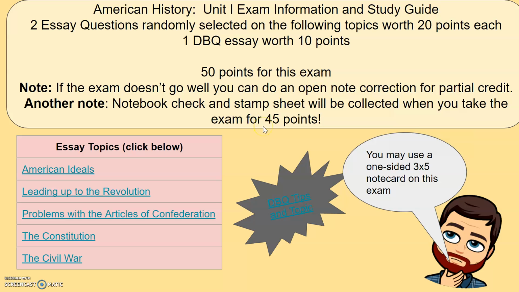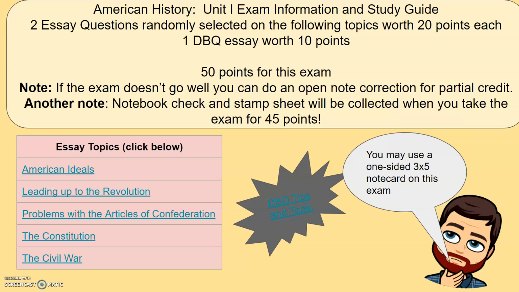So a little bit of info on what the Unit 1 exam is going to look like. You can use this as a study guide. There are 4 different topics in the exam, and it is an all essay exam. There are no multiple choice questions. You'll get 2 essay questions randomly selected from the following topics. Those 2 questions are worth 20 points each, and you're also going to get 1 DBQ essay that's worth 10 points. So it's a 50-point exam.